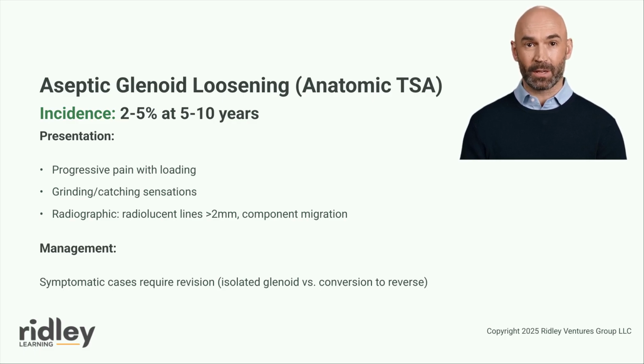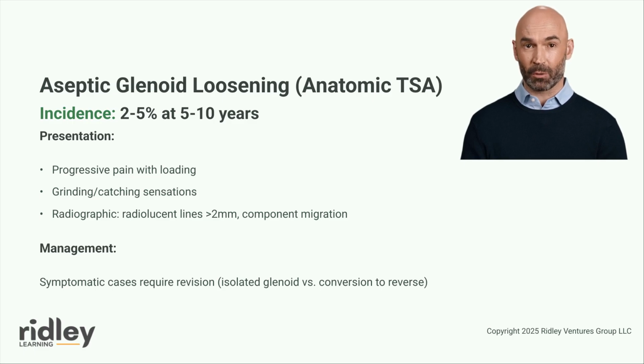Plain radiographs are the initial imaging modality and typically demonstrate progressive radiolucent lines greater than 2 mm in width, component migration, or eccentric humeral head positioning relative to the glenoid. Advanced cross-sectional imaging with computed tomography or magnetic resonance imaging may be required to definitively characterize the extent of bone loss and guide revision surgical planning.